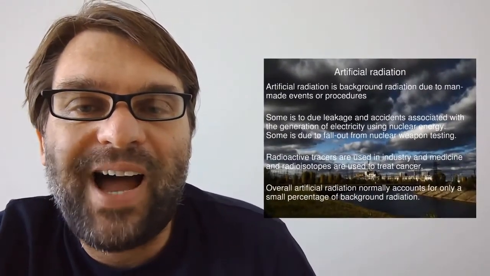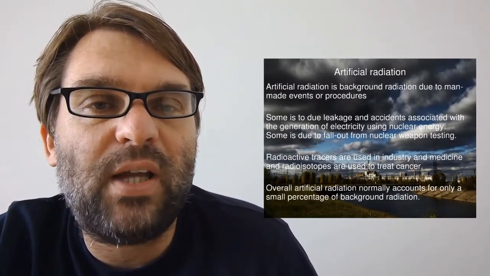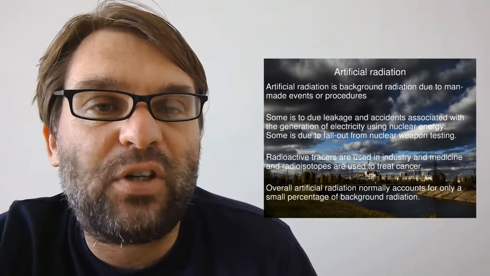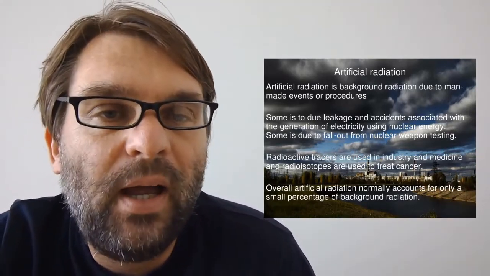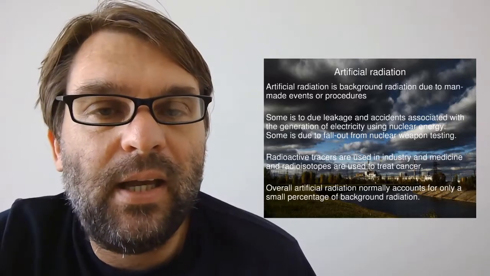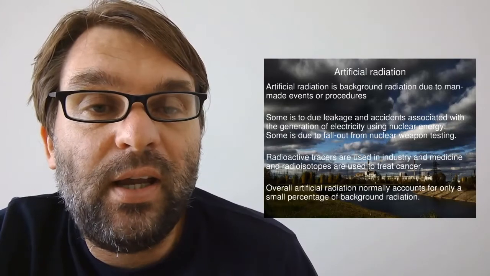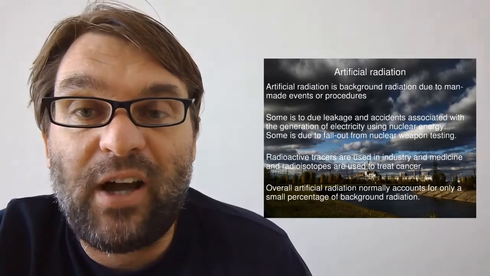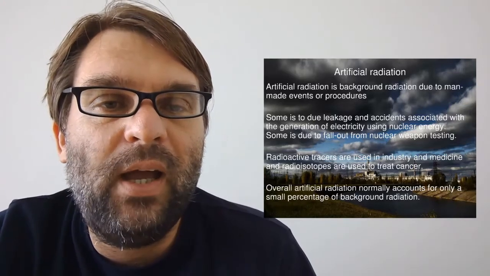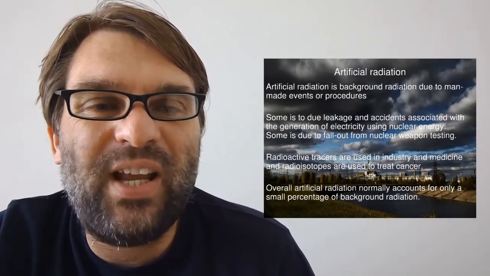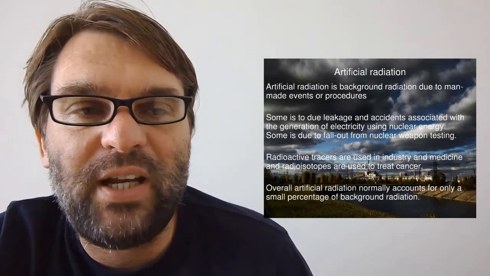Artificial radiation is produced by man-made events like, for example, nuclear energy disasters like Chernobyl or Fukushima, or nuclear weapon testing. And radioactive tracers are also used in medicine and industry to treat cancer and find leaks, for example. So these are all forms of artificial radiation. But these are really only a small percentage of what makes up the background radiation.